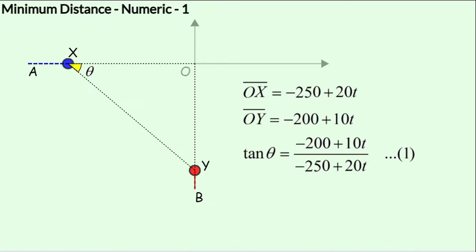The displacement of ball A after t seconds would be minus 250 plus 20t, since it moves to the right with a speed of 20 meters per second. Similarly, the displacement of ball B would be minus 200 plus 10t. The tan of the angle theta would be OY over OX.